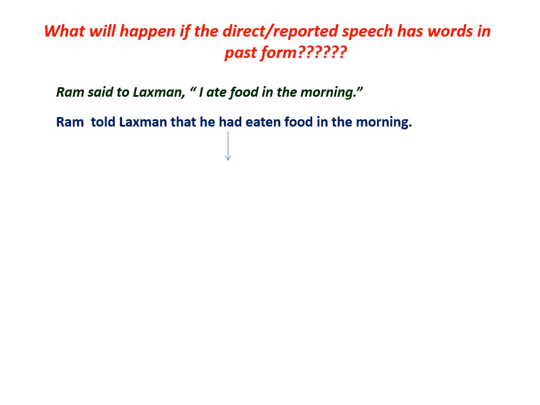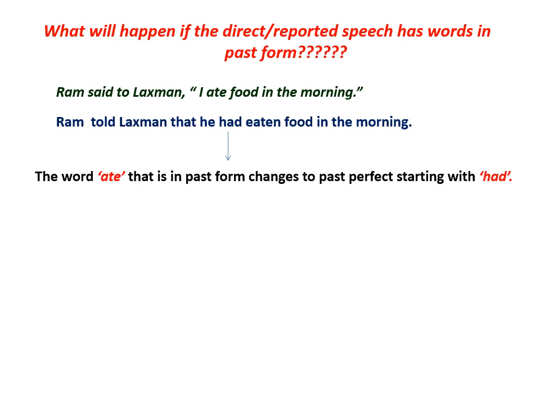So ate is in past tense, ate changes to had eaten. If it is wrote, it is had written. If it is drank, it is had drunk. So the word ate, that is in past form, changes to past perfect starting with the word had. Let's see one more example.